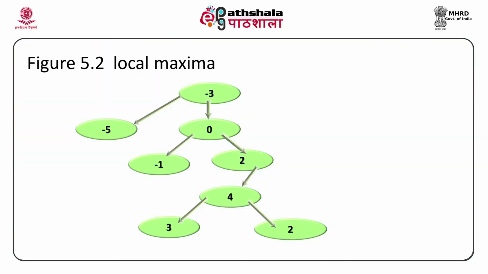So what you are doing, you start with minus 3, then 0, then 2, then 4. You reach 4, but then you can't move further. It is actually a mini maxima. It's kind of a hill. Okay, you reach 4, you can't move further. That's called local maxima.